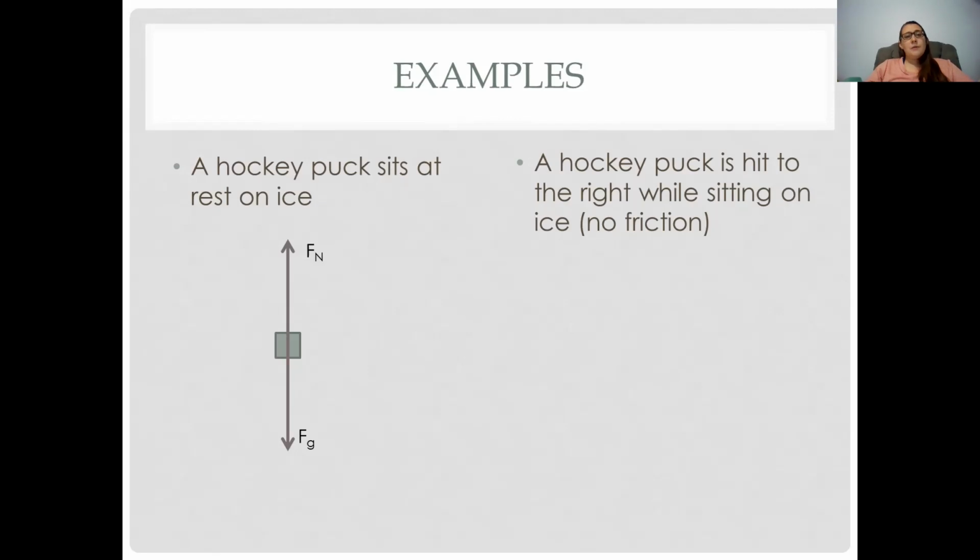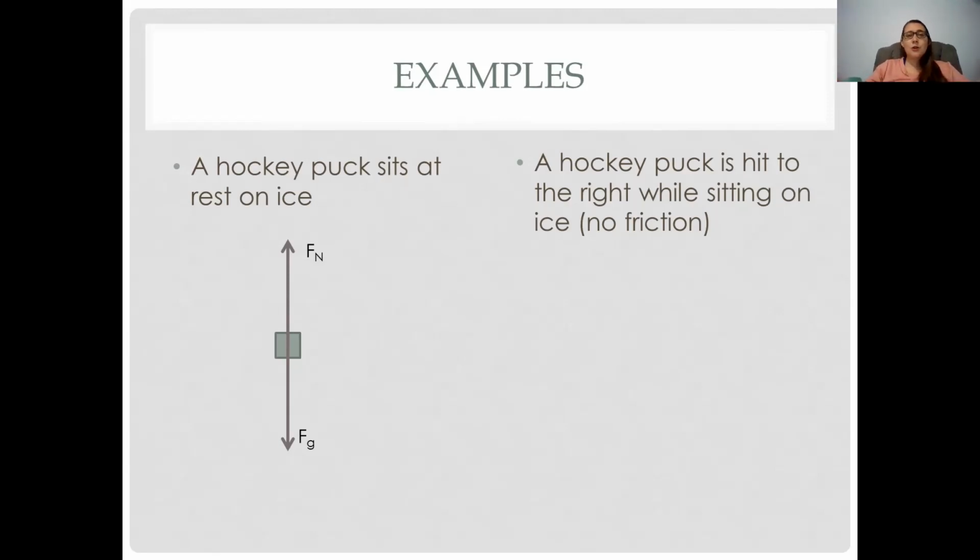we know that this hockey puck is sitting at rest. So it's not falling through the ice, it's not being propelled into the air by the ice, which means that these two forces are balanced, right? It's sitting at rest. These forces are balanced. And so that means we need to draw the lengths of the arrows to be the same size as each other.